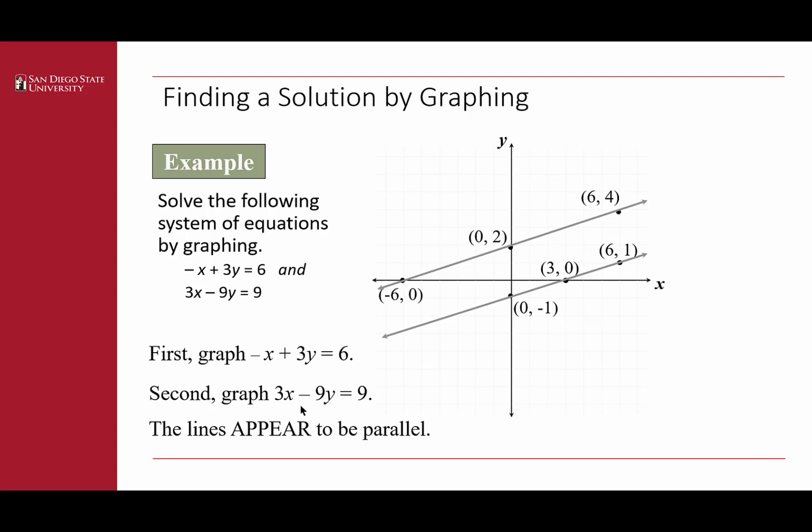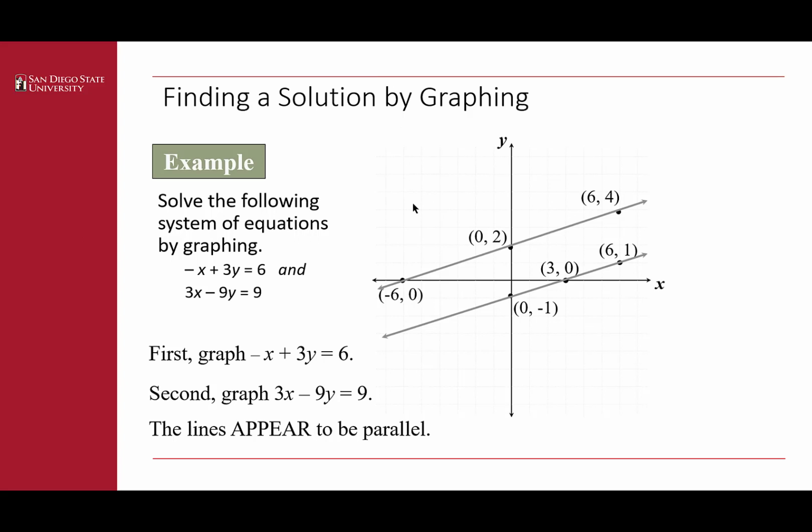For the second graph, we do the same. First, we set x to 0 and get the value for y. And then we set y to 0 and get the value for x. And we can then draw the line for the second function. And the lines here appear to be parallel.